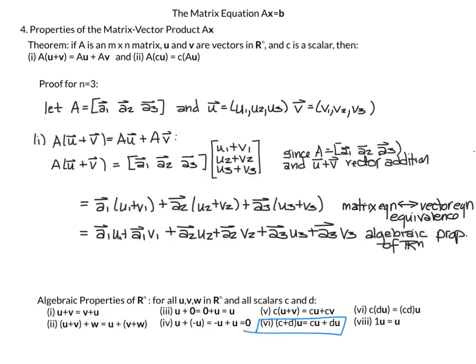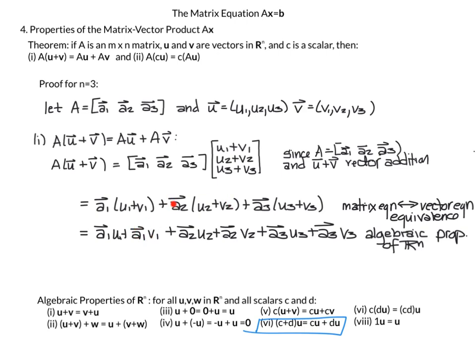So here I have my vector equation, but now from our algebraic properties of Rn, when I have a vector times the sum of two scalars, I can make that the sum of the vector times the first scalar plus the vector times the second scalar.